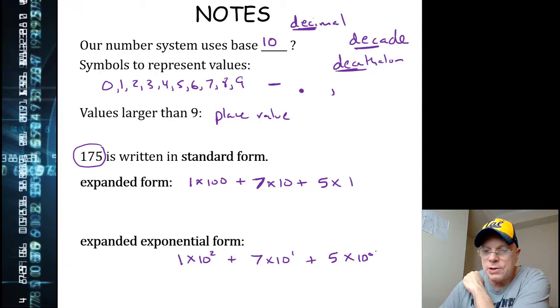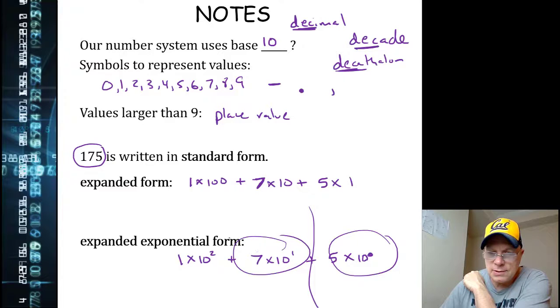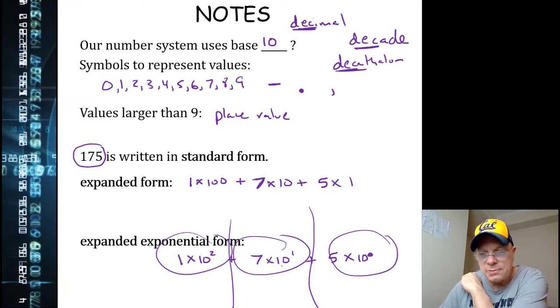We learned earlier this year that anything to the 0 power is 1. And so this is the ones place, the tens place, and the hundreds place. There's powers of 10. Powers of 10 because we have a base 10 system. We have a decimal system.